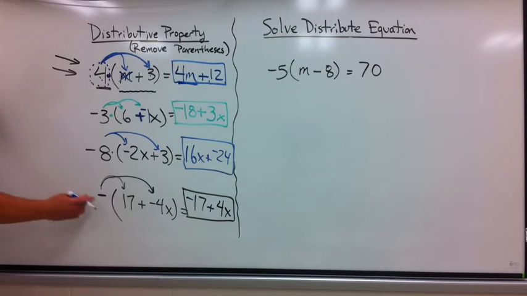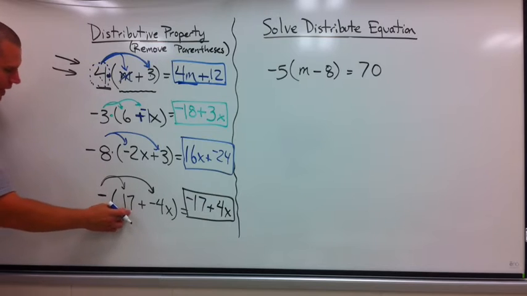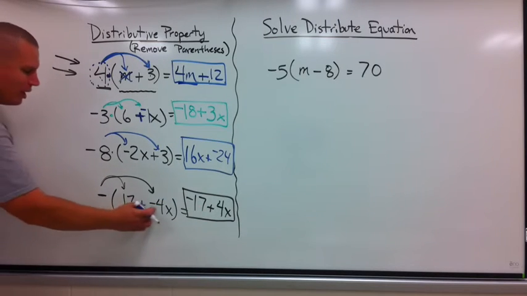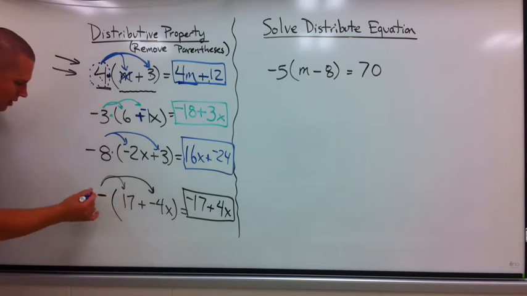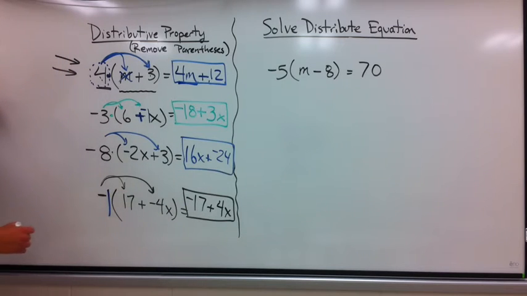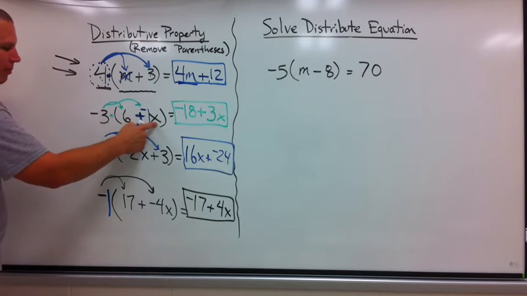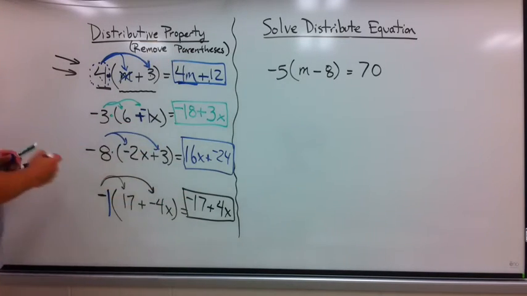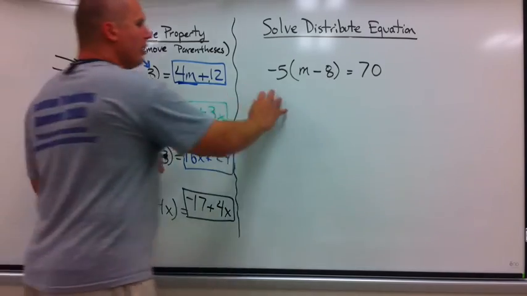Now I started to say, what number is out here? Well, what number times 17 is negative 17? The answer is negative 1. So anytime there's a single item, whether it be a single opposite or a single variable, you can put a 1 there. This is distributive. Notice it gets rid of the parentheses. Let's take a look at our example.